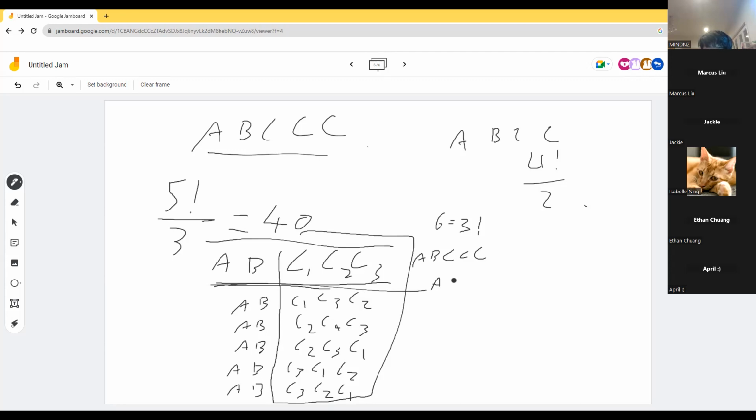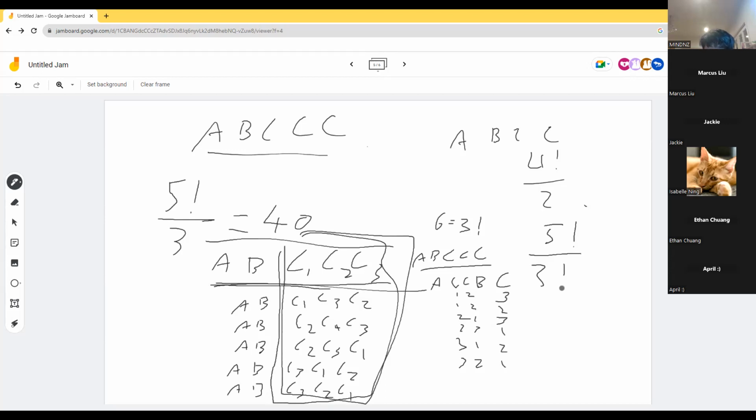For another example, we have like, okay, A, C, C, B, C, right? Then we could have C1, C2, C3, C1, C3, C2, C2, C1, C3, C2, C3, C1, C3, C1, C2, and C3, C2, C1, right? The same thing as here. So that's why we do 5 factorial over 3 factorial.